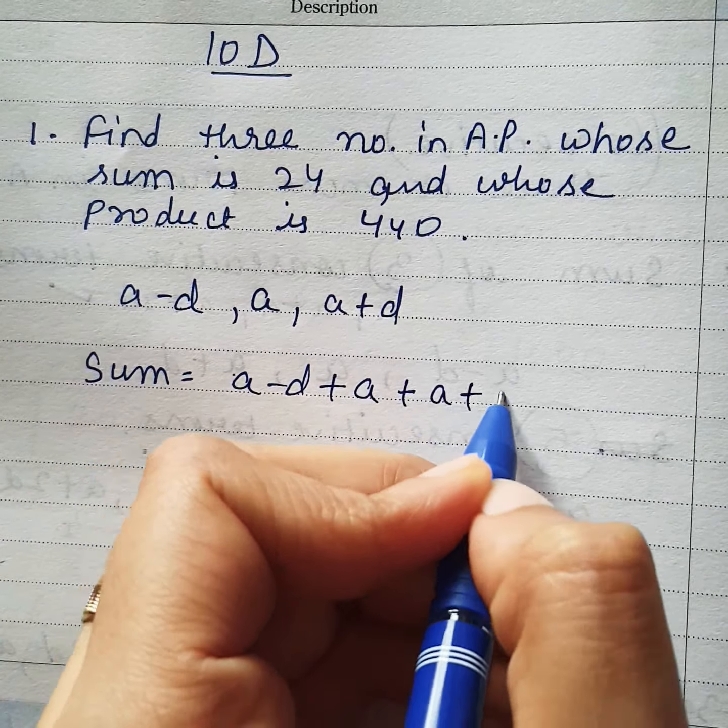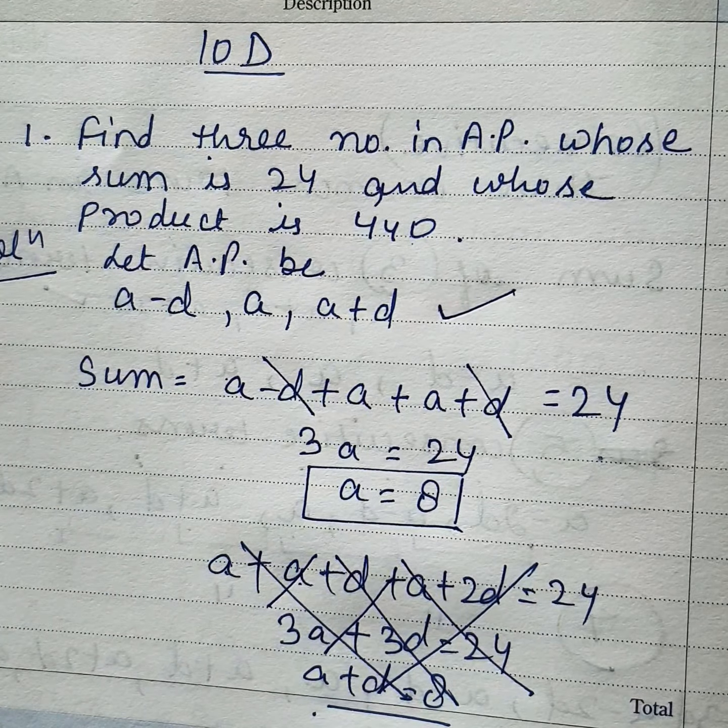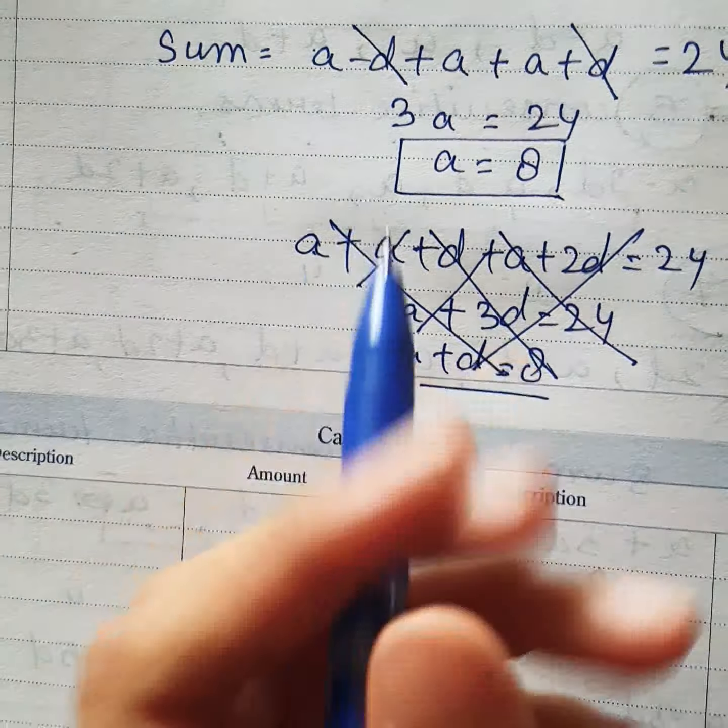If you had selected the other pair, if you had taken this A plus D and A plus 2D, then your equation would have been 3A plus 3D to be 24 and A plus D to be 8. So including the smart work, we will select our terms very smartly. Now the next step, the product of these 3 terms is 440. So the product A minus D into A plus D into A is 440.